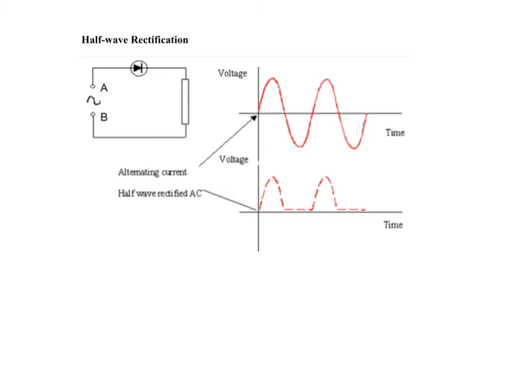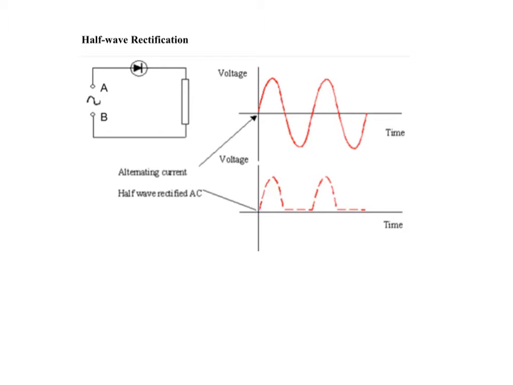So now we're going to learn about rectification. What is rectification? Rectification is the process of converting AC into DC. Why do we want to convert AC to DC? It's because some appliances or electrical components can only operate on DC. Example, handphone chargers, diodes, all these will operate on DC.